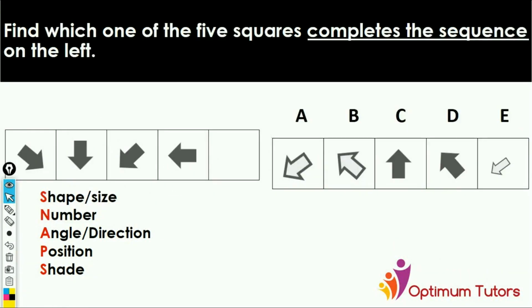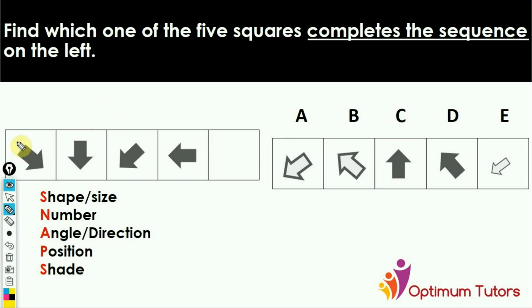Find which one of the 5 squares completes the sequence on the left. So let's look in greater detail at the sequence. As you can see, we've got 4 arrows which are of equal size. They all have the same shading and they are rotating. So you can see that they're changing position. Each step of the sequence is in a different position.